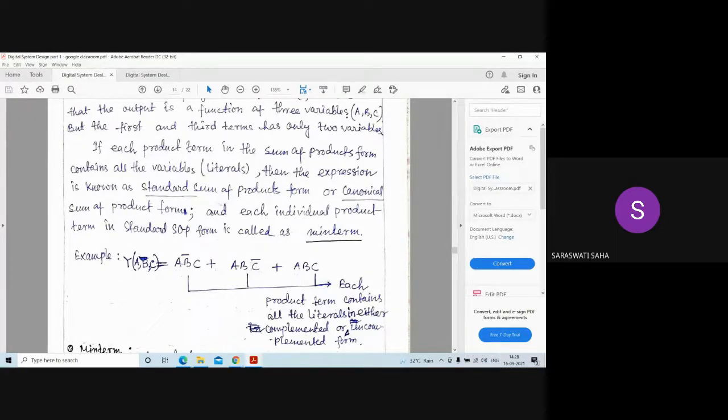I am telling you. When one variable is in normal form, we will take it as 1. C is in normal form, so we will take it as 1. But when any literal or variable is in complement form, consider that input to be 0. So A will be 1, B will be 0, C will be 1. Then 1, 0, 1. For this condition, the output will be 1.